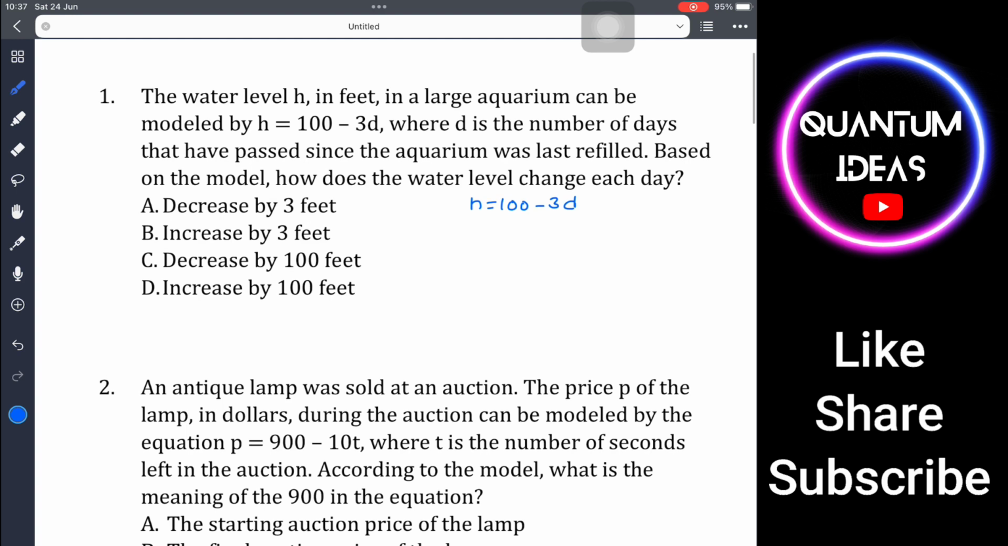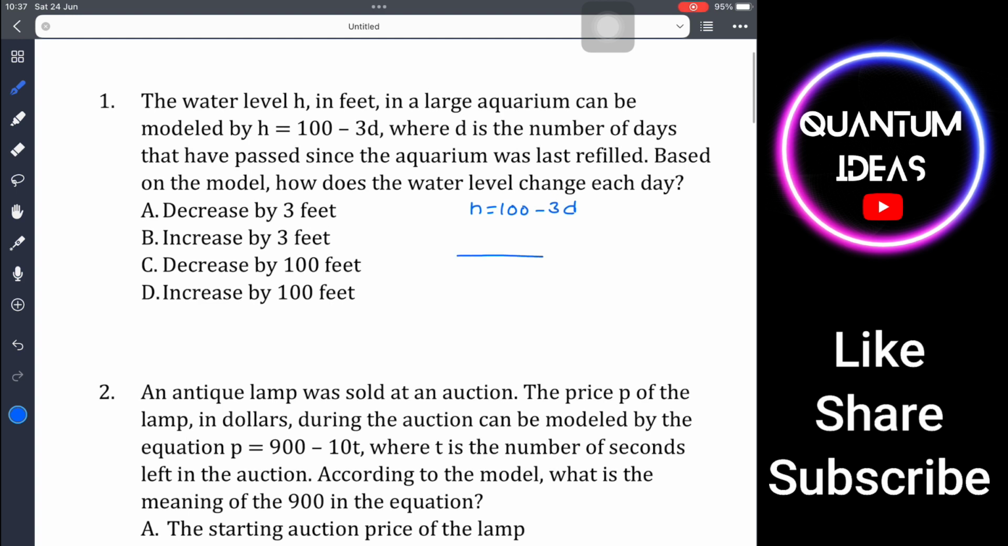So to solve this kind of problem you can make a table. Let's say we have h here, and this is d. You have to find some values. So let's start. Let's say on day 0, d is 0. If you plug in d equals 0, h becomes 100, right? So it was 100 feet on the initial day, meaning the water level was 100 feet.